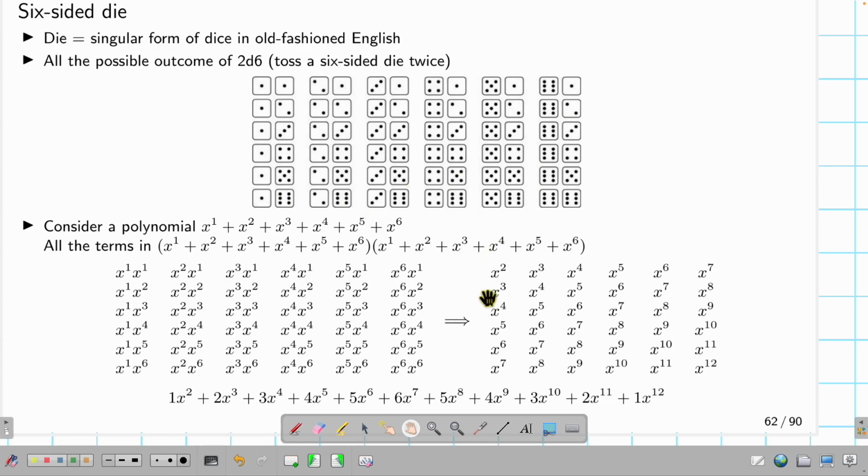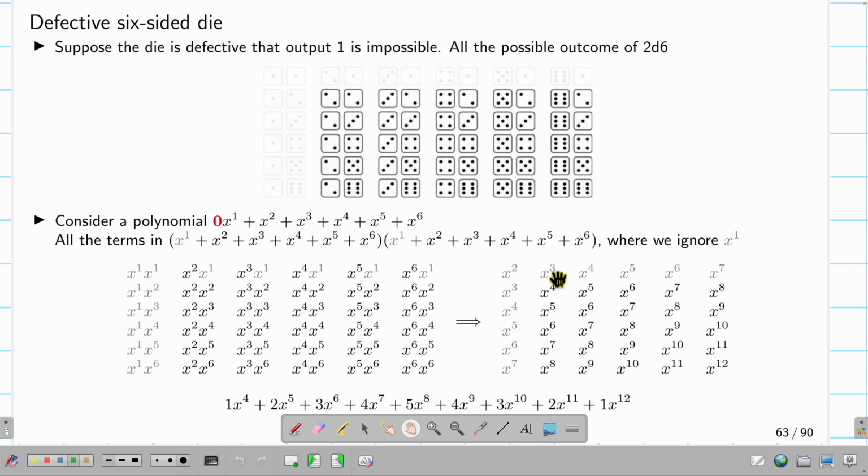Okay? And there's more. So now let's say we have a die that is defective. That is, output 1 is impossible. Let's say the die is defective, somebody is cheating. 1 is never possible. So if you look at the figure, I just hide all the 1s. That means these are all the combinations whose output contains 1. But now they are impossible. So I have this picture.